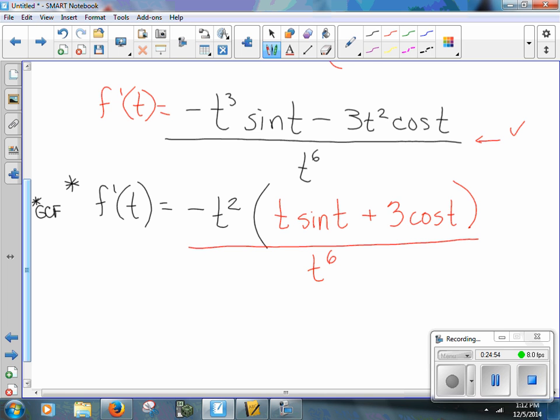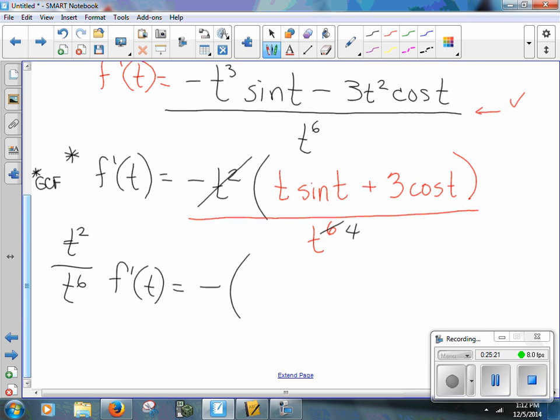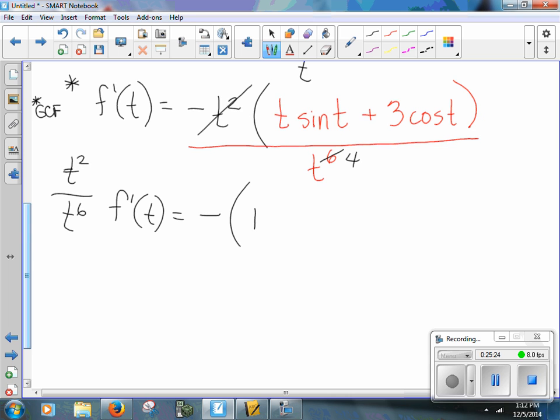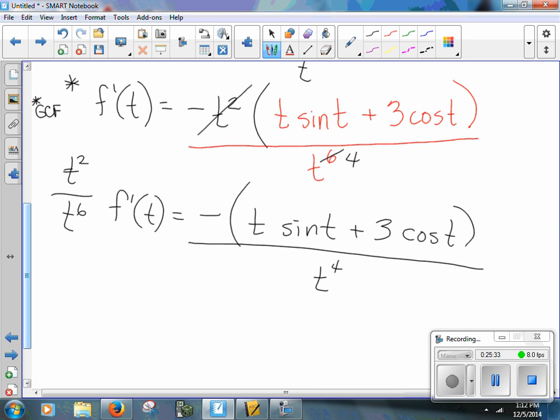Now, what can I do? Take out another T. Because if you know from Algebra 1, it'd be sine T plus 3 cosine T. What do you do when you have, you subtract the exponent, so it's 6 minus 2 is T to the fourth. Where does T to the fourth go? The bottom. So I'm going to cancel the 6 and put a 4, and I'm going to rewrite this as negative quantity, because I have to keep that intact, negative quantity, T sine T plus 3 cosine T over T to the fourth.